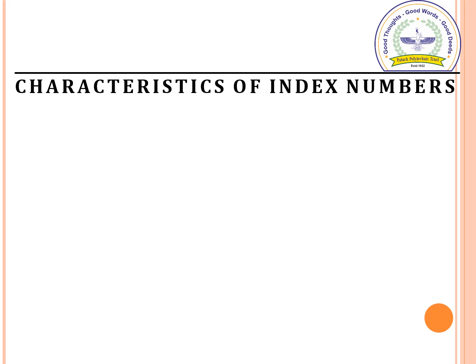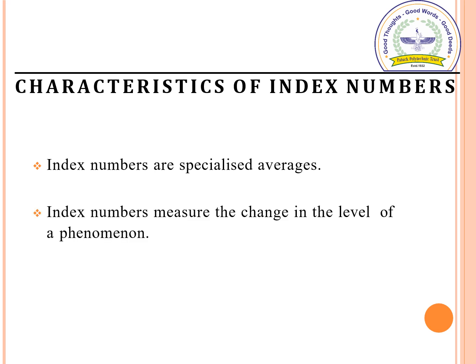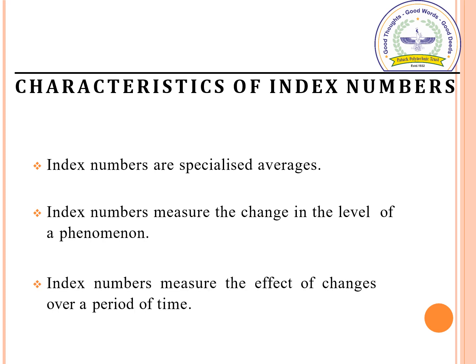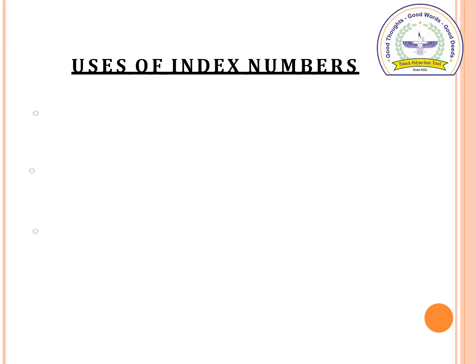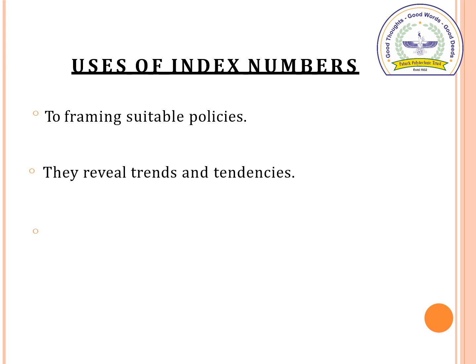Now we will see some characteristics of index number. Index numbers are specialized averages. Index numbers measure the change in the level of phenomena. Index numbers measure the effect of changes over a period of time. Uses of index number: Index numbers are used for framing suitable policies. They reveal trends and tendencies. Index numbers are very useful in deflating.